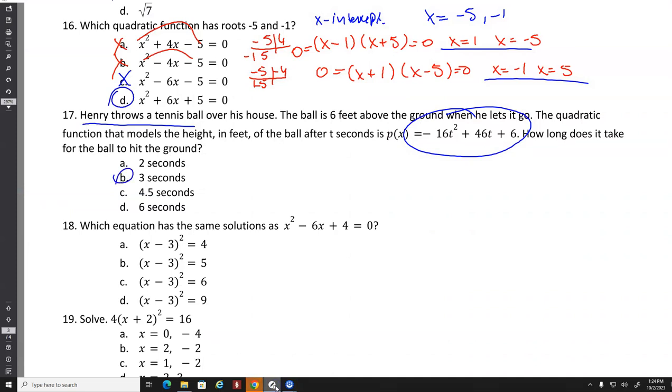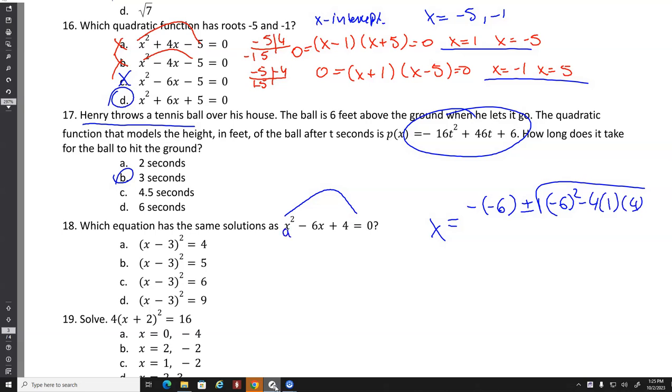All right. Question 18, you have this equation, x squared minus 6x plus 4. Now you are asked which equation is the same. Again, you can solve one by one. You can take this equation right here and solve it first. You have to find factors that multiply to 4 and give you -6. You can't, so you have to use the quadratic formula. You're going to get -b, which is 6, plus or minus the square root of -6 squared minus 4 times 1 times 4, because this is your A, this is your B, and this is your C, all divided by 2 times 1.